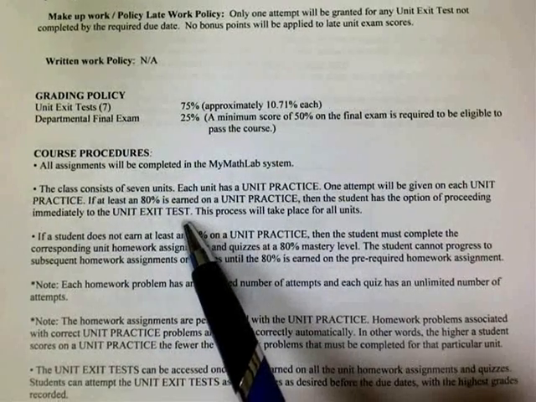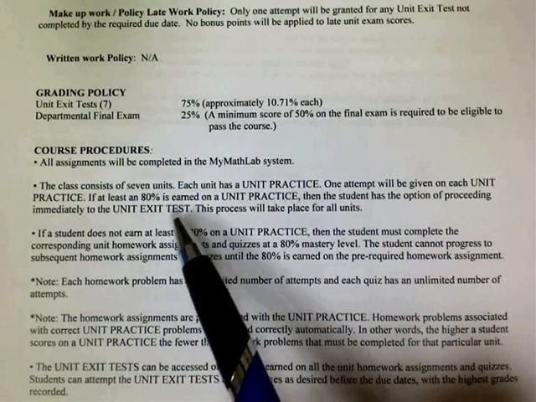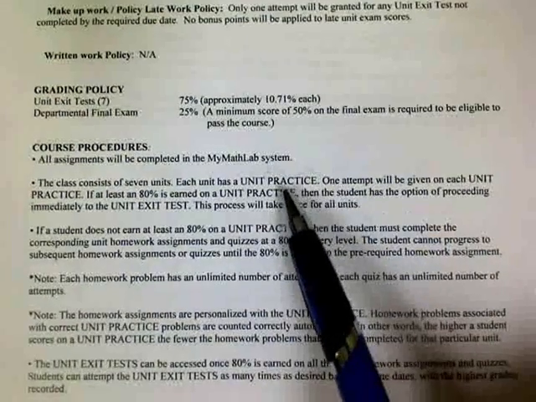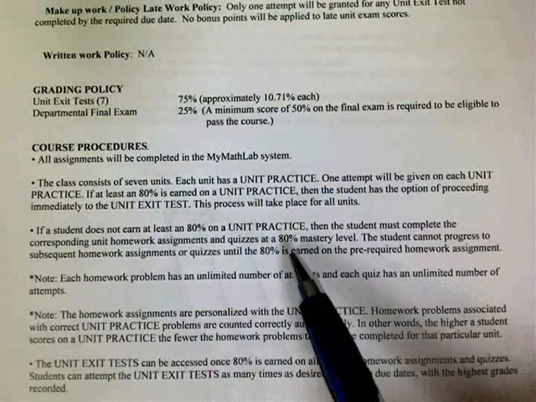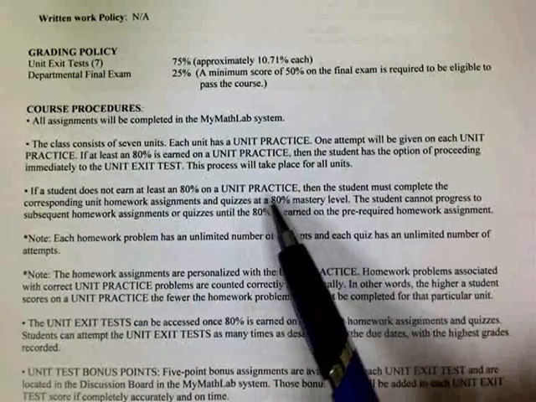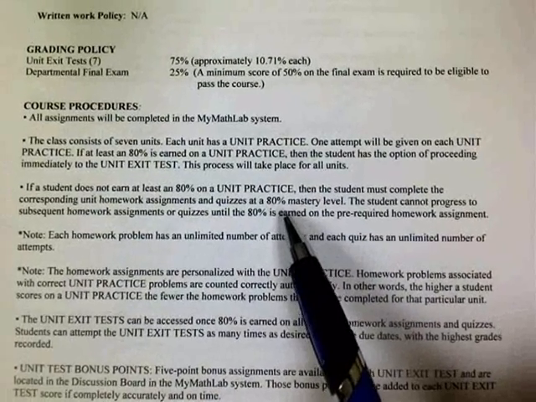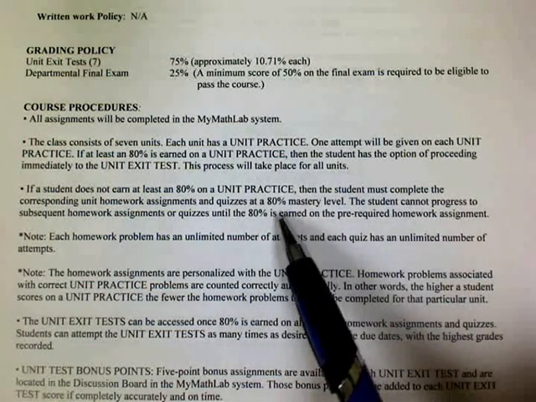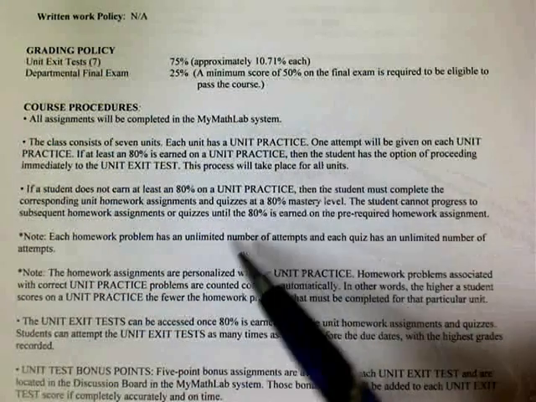If you do this before the due dates for each particular unit, you can take the unit test as many times as you want. Each unit practice only has 1 attempt. Unit practice does not count towards the grade, only unit test does. If you do not make an 80% on the unit practice, then you must do all the homeworks and quizzes in the unit, and you must make at least an 80 on each homework and quiz to show that you understand the material before you are allowed to take the exit test.